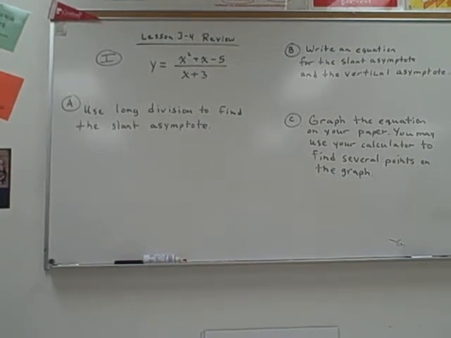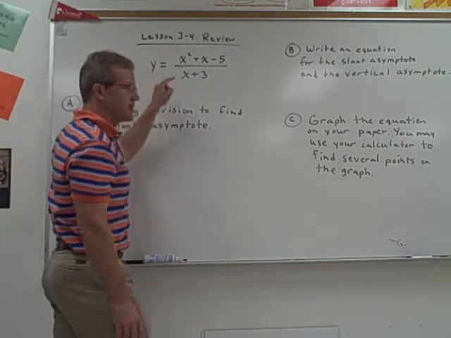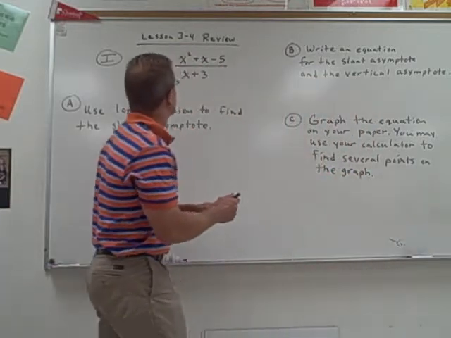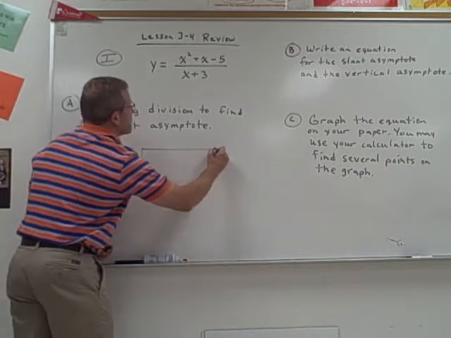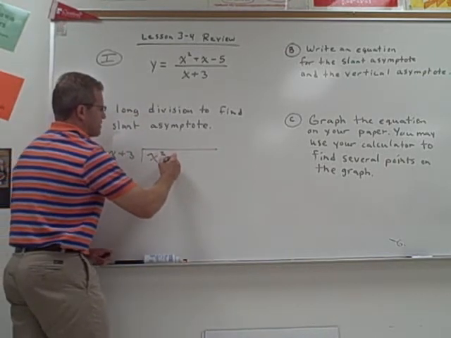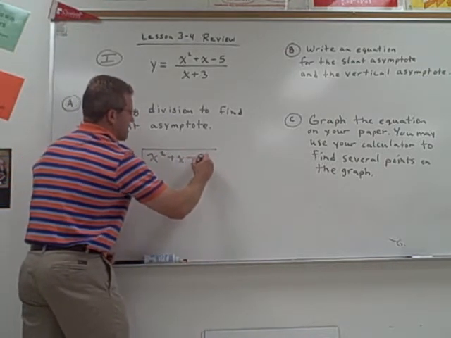Alright, so really what we're trying to do is take this equation and rewrite it in a different form. Okay? And the way we can do that is take the numerator divided by the denominator. So we set up our long division like this. X plus 3 would go out here. Underneath here we'd have x squared plus x minus 5.